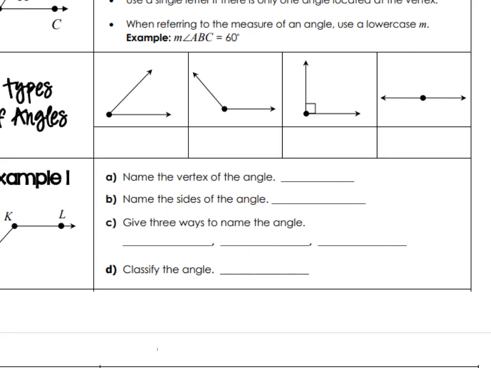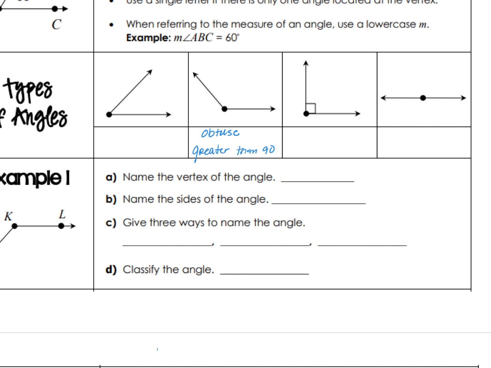All right, there are four types of angles. So the first angle is the small one, and we call that the acute angle. And acute angles are going to be anything less than 90. All right, the next one is the big angle. That is the obtuse angle. And the obtuse angle is anything bigger than 90.